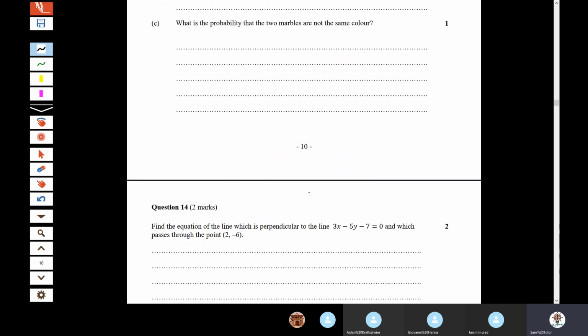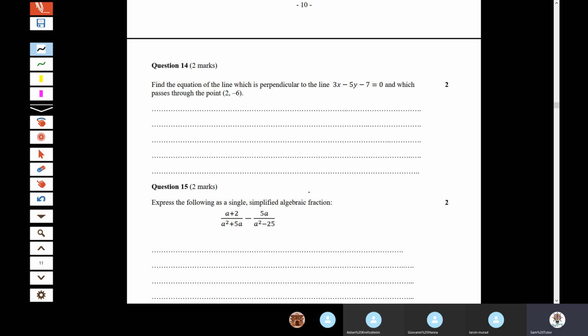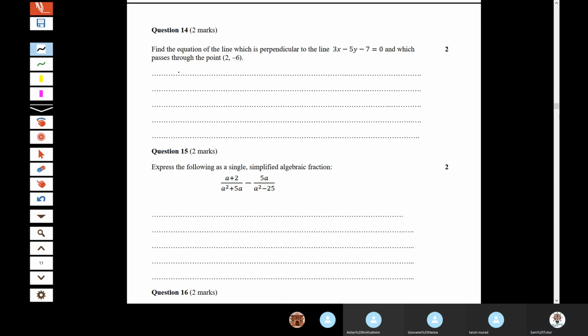Probability, next term, like I keep saying: find the equation of the line which is perpendicular to this line and which passes through this point. Who can tell me what I'm going to write first, or what I'm even going to say first? What would I ask you guys?